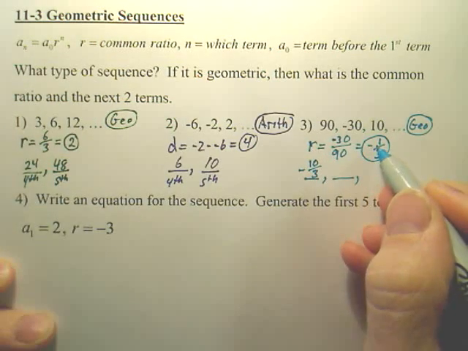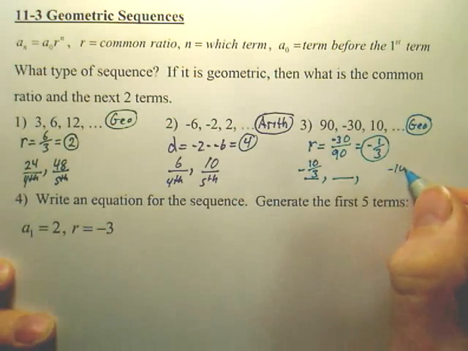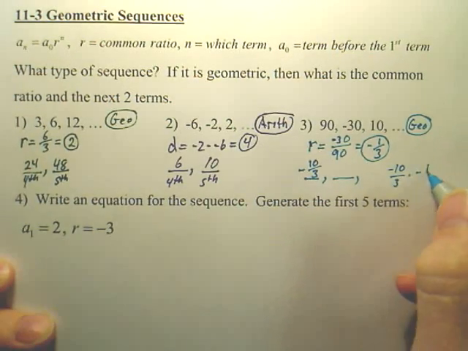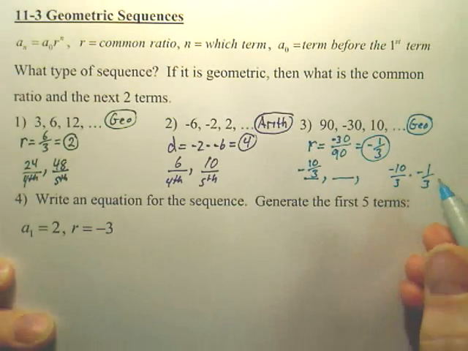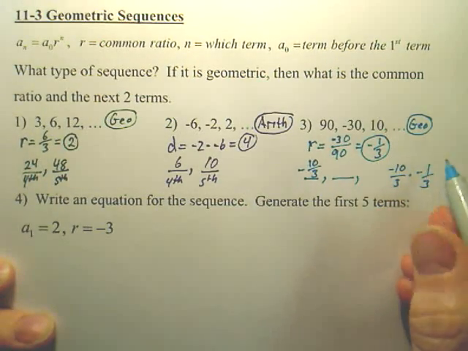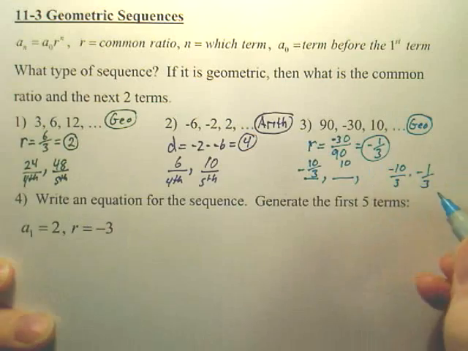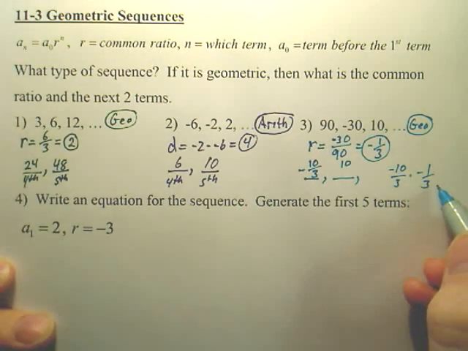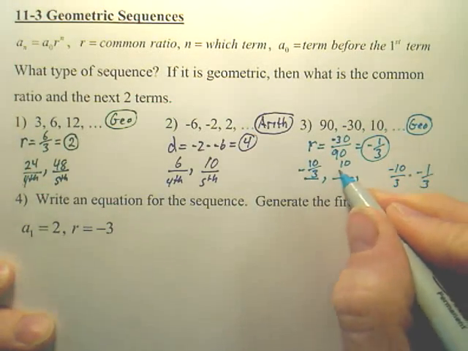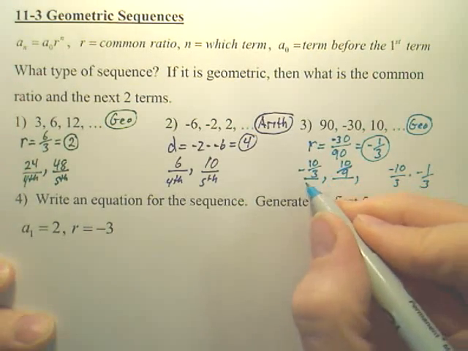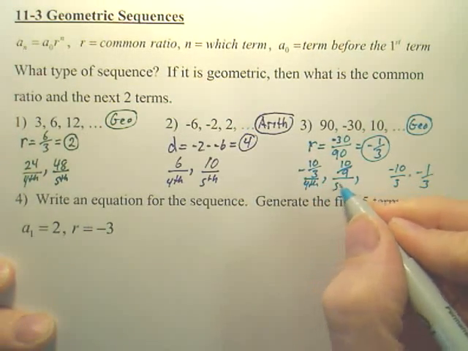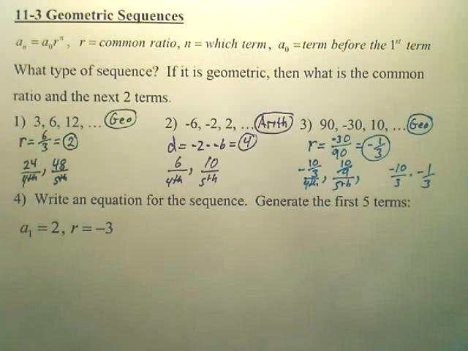What's negative 10/3 times negative 1/3? That's what we're doing for this next number. Negative 10 times negative 1 is positive 10. What's 3 times 3? 9. There's my next number. This is my fourth. This is my fifth number.